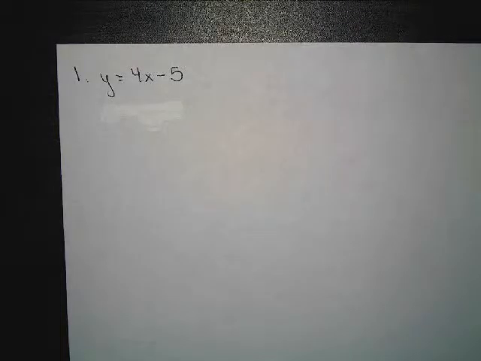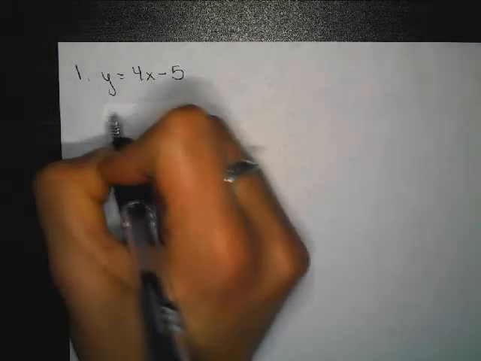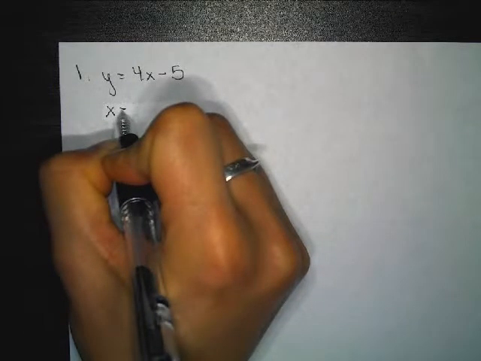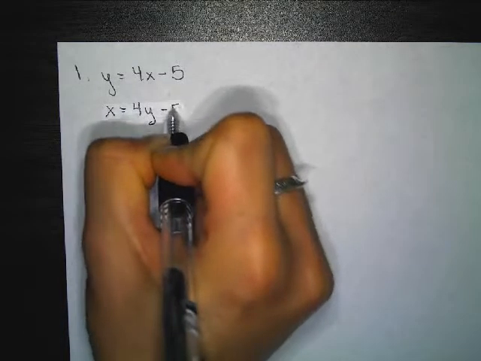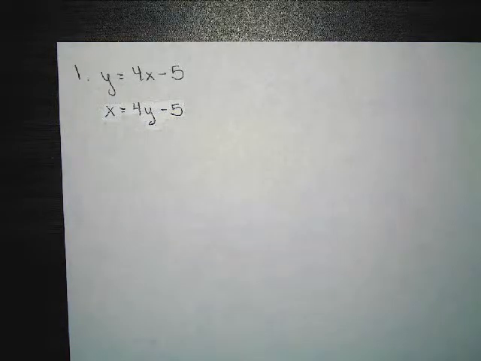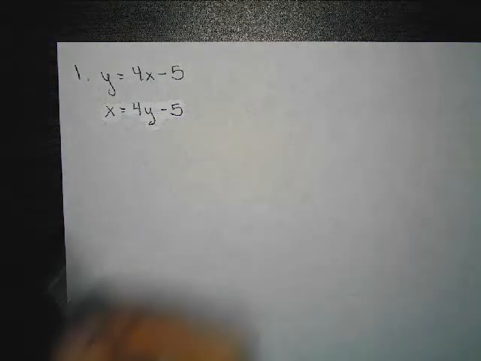In this video, we're going to talk about how to find the inverse of a function. The first thing that you have to do when you find the inverse is change f of x to y. In this case, it's already been changed, so we don't need to do that. The next step is to switch x and y. So this is now going to be x equals 4y minus 5. And then all you have to do is solve for y.